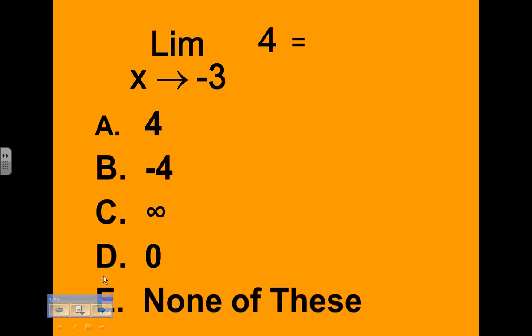This one: what's the limit as x approaches -3 of the function f of x equals 4? What do you think it's going to equal? You put -3 into the equation. What do you get out? You get out 4. So it should be A.